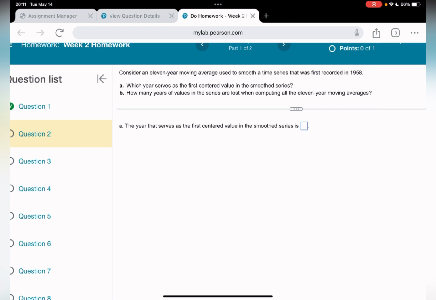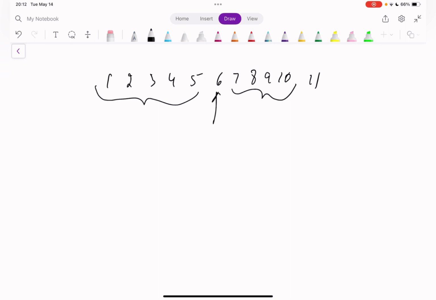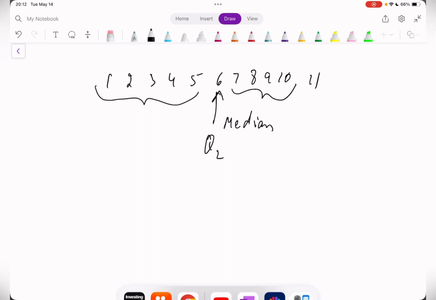So if we have 11 years, let me draw it: 1, 2, 3 in order, 5, 6, 7, 8, 9, 10, 11. To get the median, it's going to be the 6th element. It's going to be your median, right? Or, as we know from basic statistics, Q2. Okay, so it's going to be 6.